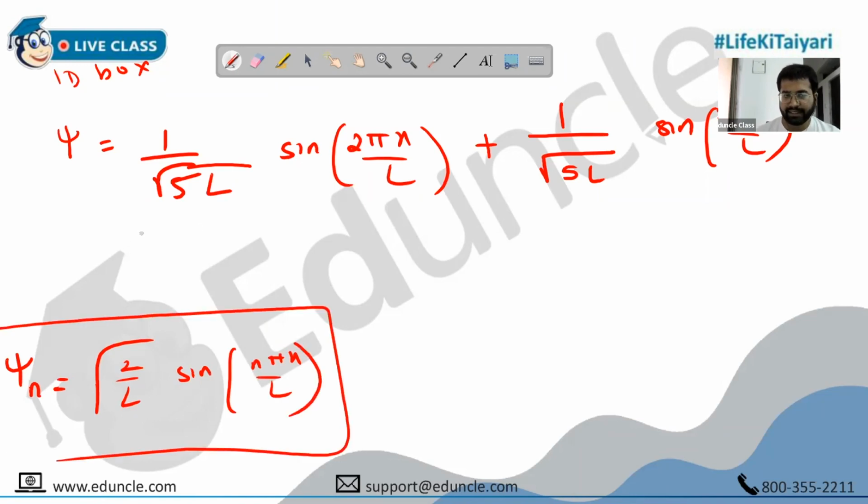Multiply and divide by root 2 by L. Yes. So multiply and divide by root 2 by L. Let's do that. So we have got 1 upon root 5L. So I will just multiply by root L by 2 and root 2 by L. Okay. And I have got sine 2 pi x by L.